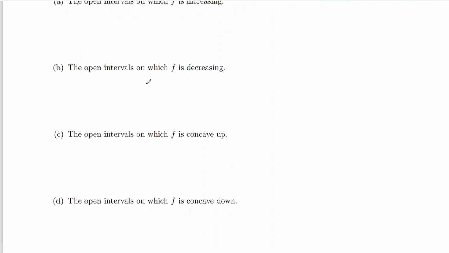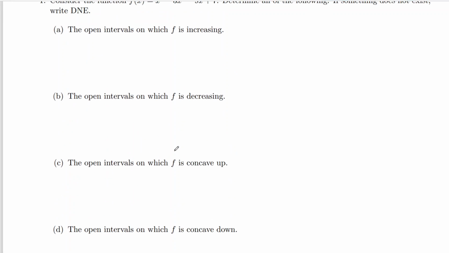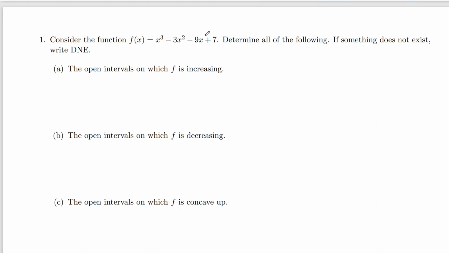All right, so with that, most of the functions that you'll see, since we have to do all this stuff where it's increasing, decreasing, concave up, down, local extrema, and inflection points, we're typically going to only be dealing with polynomials because if we don't, then the derivative is messy, the second derivative is messy, and then actually figuring out all this stuff becomes a nightmare. So for the most part, you'll just see polynomials.